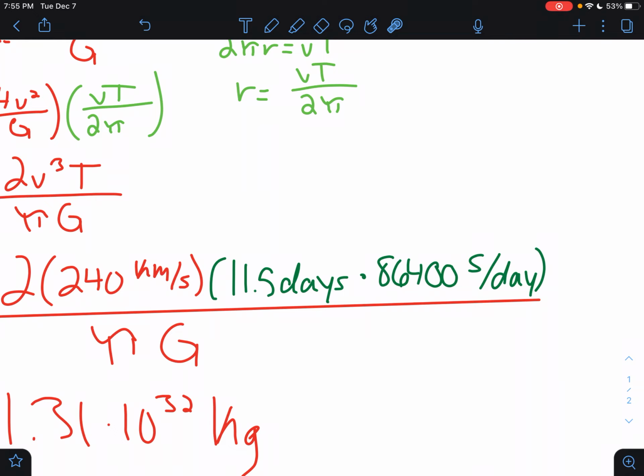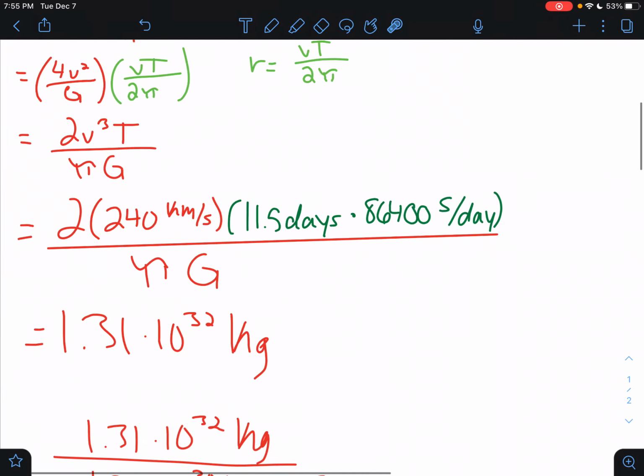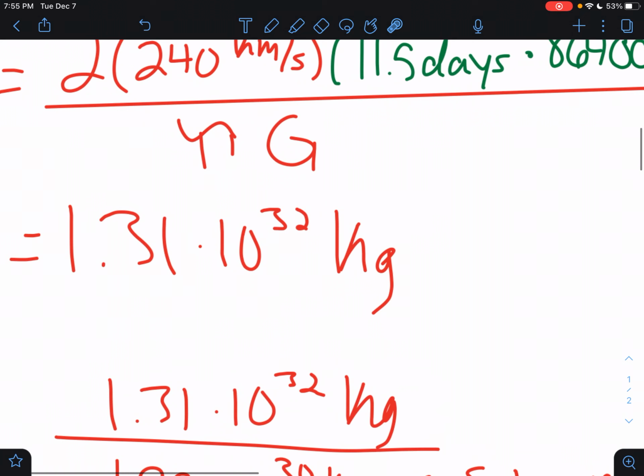So one thing I did not do was multiply these days by the 86,400 seconds in a day. I just tried to go about with the 11 and a half days, and it threw me off. But no, you have to convert days to seconds, which is what I did here. And then pi and G are both constant, so it's whatever, you get it. And you get 1.31 times 10 to the 32 kilograms.